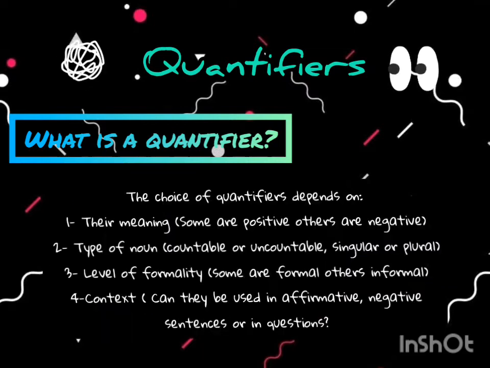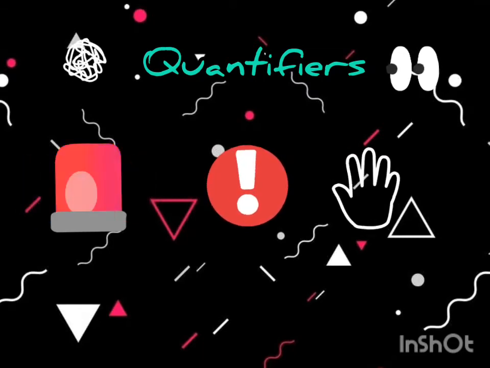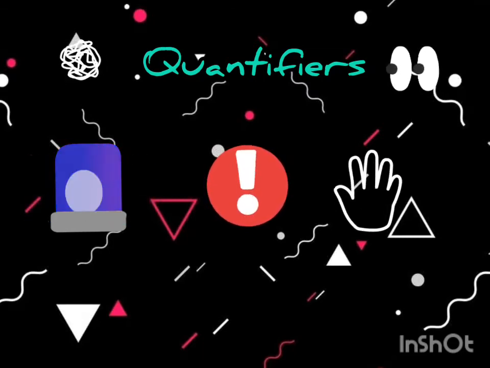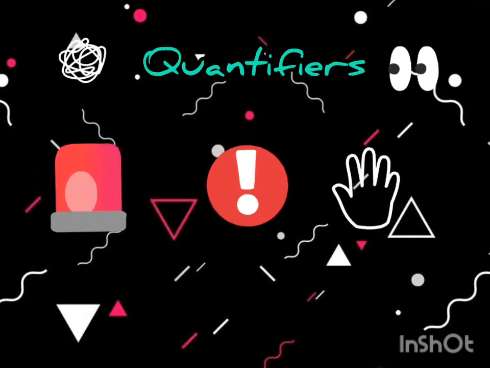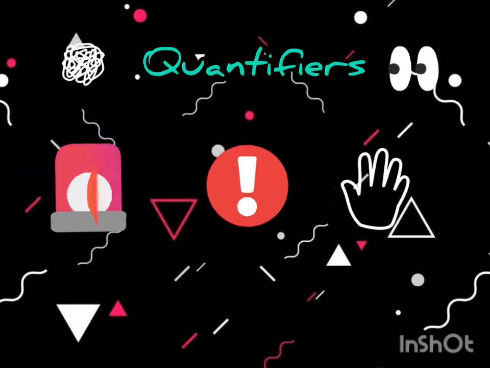The correct choice of quantifiers depends on the meaning, that is to say, it can have either a positive meaning or a negative meaning. Number 2, the type of noun, that is to say, whether it is countable or uncountable. And finally, the level of formality. We will divide quantifiers in 4 big categories, and we are also going to characterize each of them. So please pay attention to the rules and also to the different examples you will be presented.